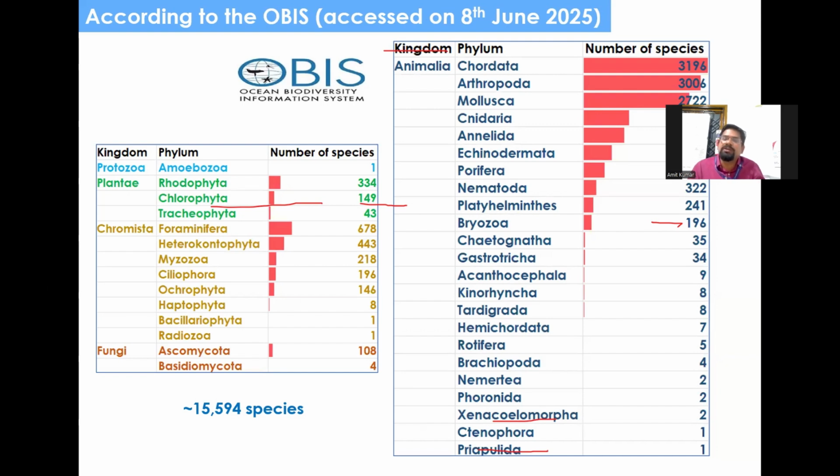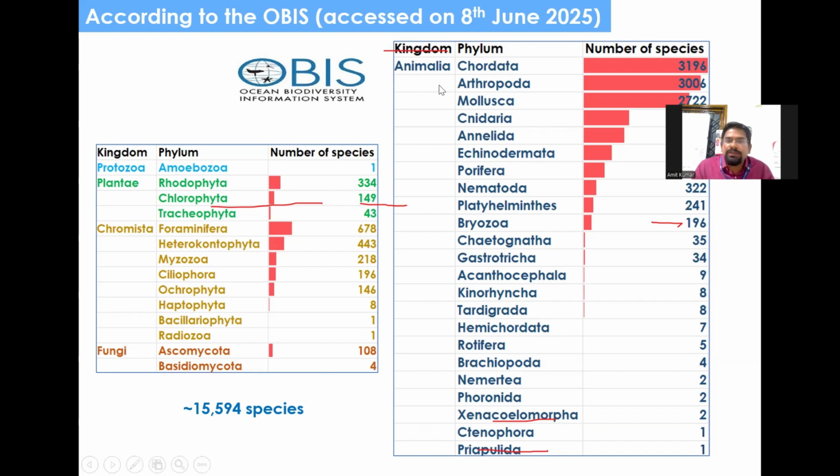Majority of these papers have taken OBIS's database into account, as well as some of the primary and secondary literature. So yesterday I went back and looked into the Ocean Biodiversity Information System database and sorted the data based on the Indian exclusive economic zone, and then removed all the non-marine entries and other variables, after which I came across a certain number of species in the different kingdoms. After sorting it out, you can see that close to 15,594 marine species have been reported from the Indian exclusive economic zone.